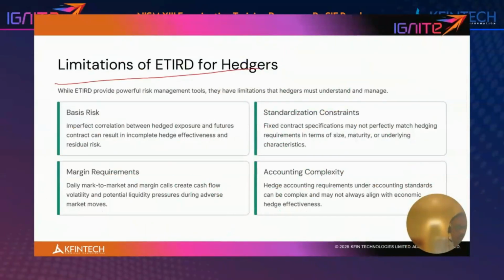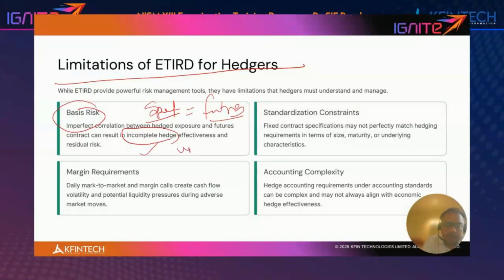So there are some limitations of these exchange traded interest rate derivatives. That is basis risk. That is, the spot and the futures market might not always be in sync. So that is the risk that is always there in the market, and the hedge will not be complete. There will be some unhedged exposure.